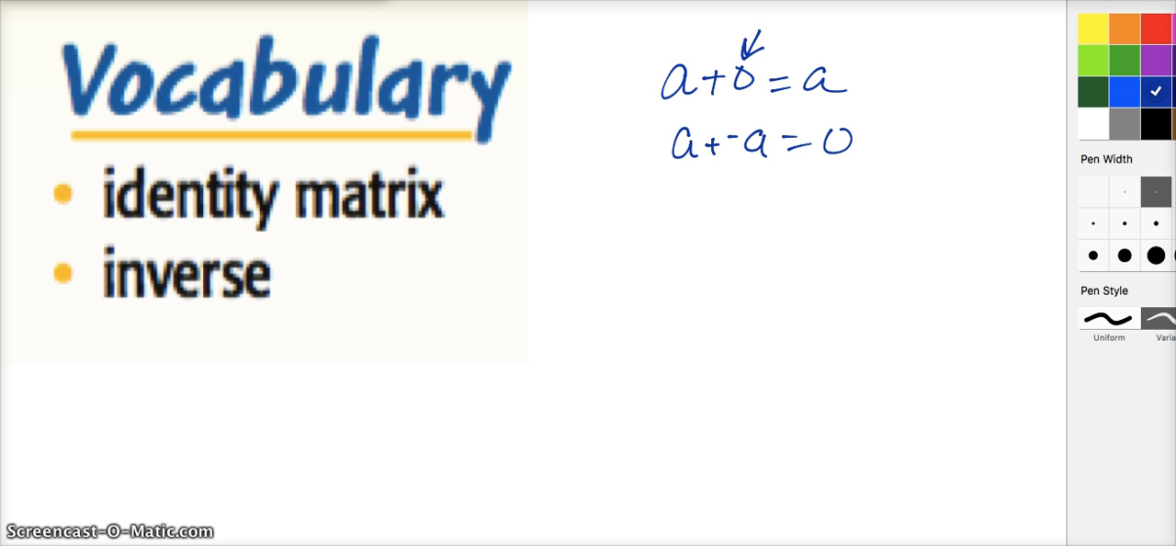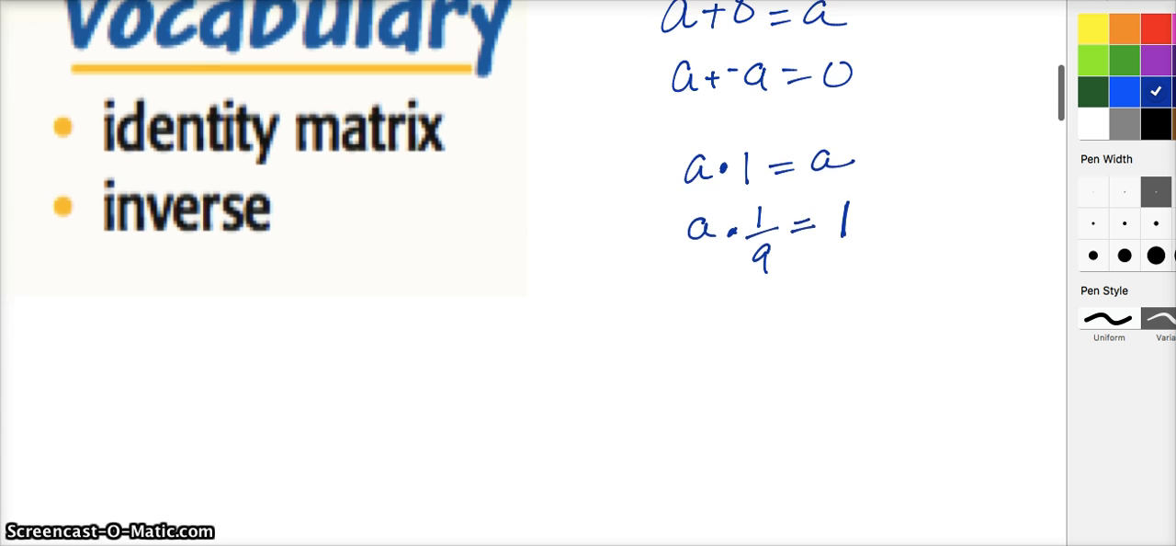And here's the inverse situation where you start off with a value, then you add something, a plus negative a, and you get the additive identity, 0. We have that same idea in multiplication, where a times 1 is equal to a. The inverse, a times 1 over a, gives me the multiplicative identity, which is 1.